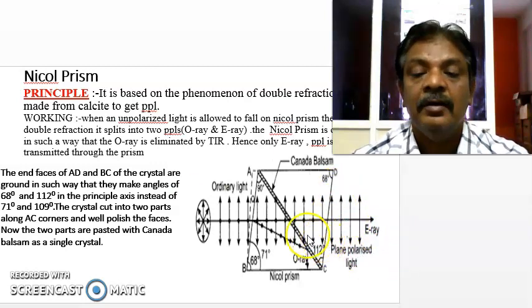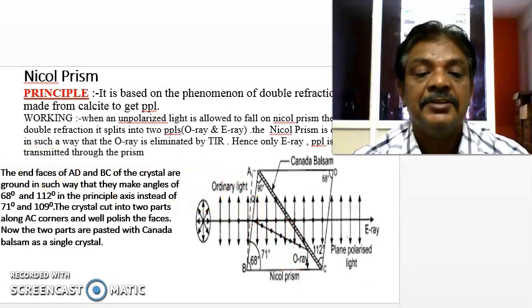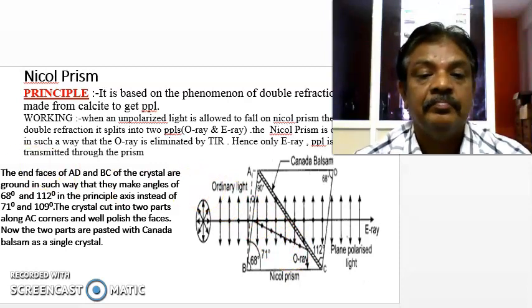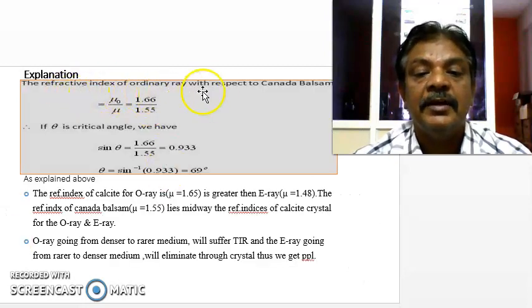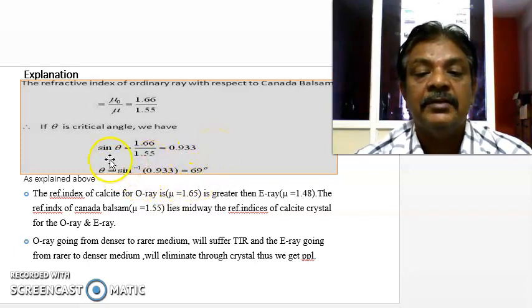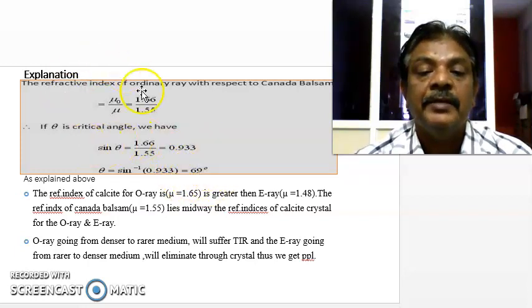This is the working of the production of the extraordinary ray, eliminating the ordinary ray by means of total internal reflection, with refractive index calculations as follows. Here we calculate the refractive index ratio, mu ordinary to Canada balsam, 1.66 to 1.55, and the critical angle is theta, and hence sin theta is equal to 1.55 by 1.66, which is 0.9337, and taking sin inverse of this, the critical angle is equal to 69 degrees. So we can send the light ray at more than 69 degrees, thereby we can eliminate the ordinary polarized light and hence we have extraordinary polarized light.